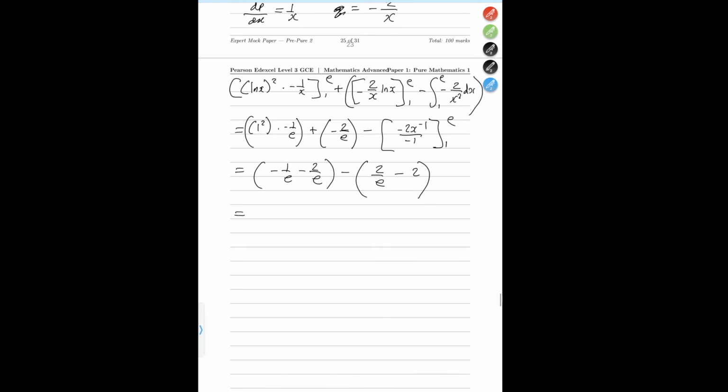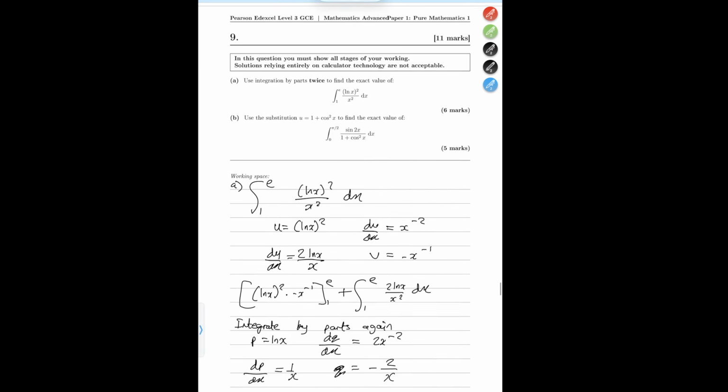So let's now minus 1 over e, let's simplify this. So minus 3 over e, minus 2 over e, plus 2. So 2 minus 5 over e. I hope I explained that well enough. So going through those two parts of integration by parts.